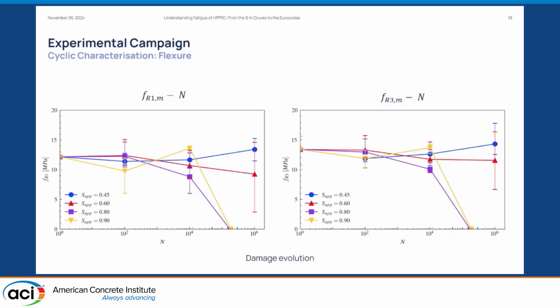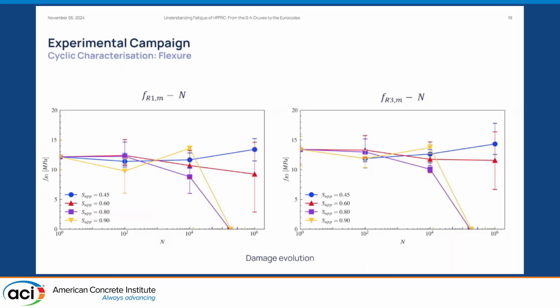For load level 0.45, actually due to experimental scatter, which is really something that happens for fiber-reinforced concretes and can be quite large, we even see a slight increase. So this is not physical, just experimental scatter. For 60% of the characteristic strength, we can start to see a decrease. And finally, we see a dramatic decrease for 80 and 90%. Of course, because those were the specimens that did not reach 1 million cycles and failed, and so we consider the residual strength to be 0.